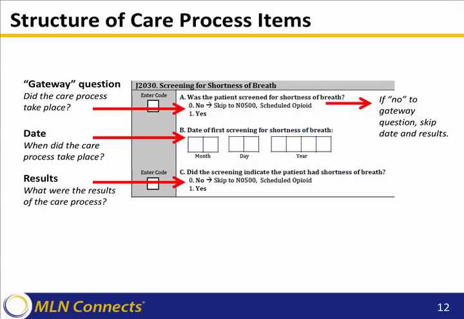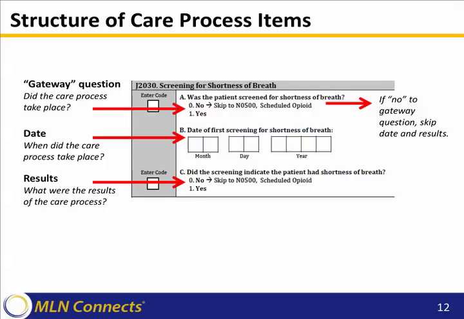Part B of the item is the date component and reports when the relevant care process took place. In this example, the date of the dyspnea screening would be recorded in J2040B. Finally, some care process items will ask about the results of that care process. This is Part C of the screening for shortness of breath item.